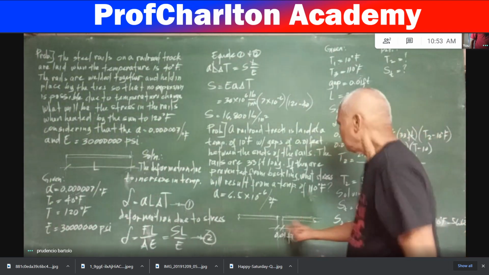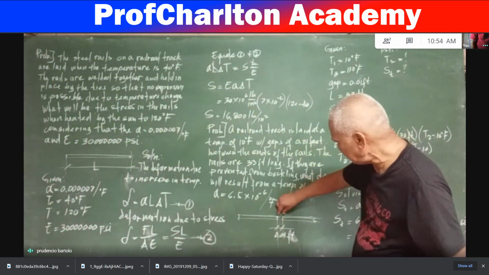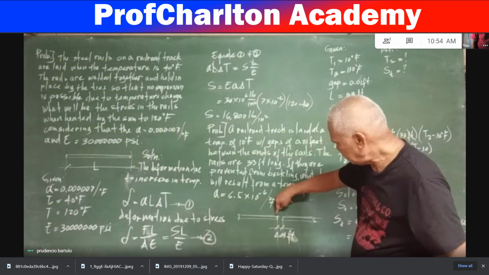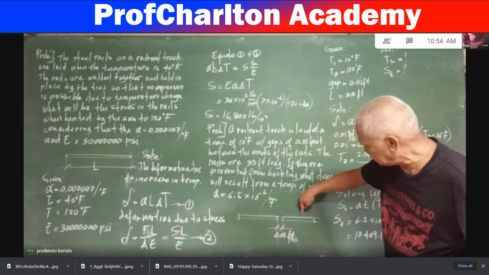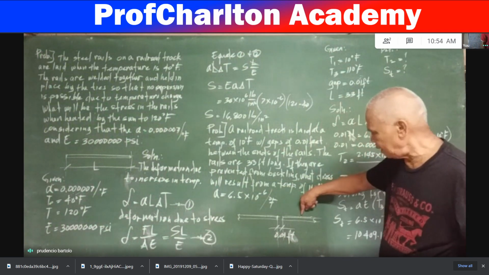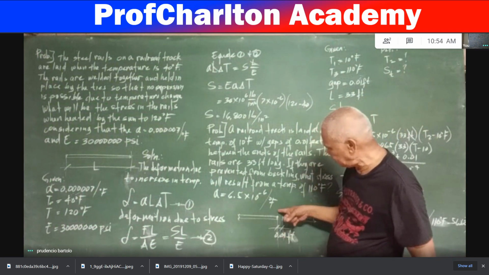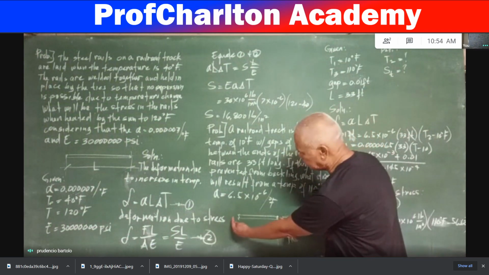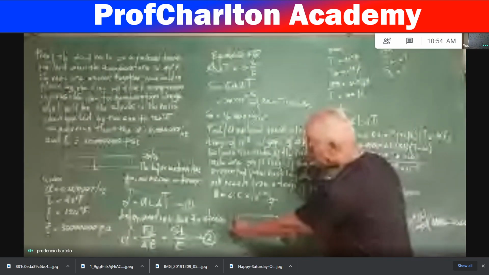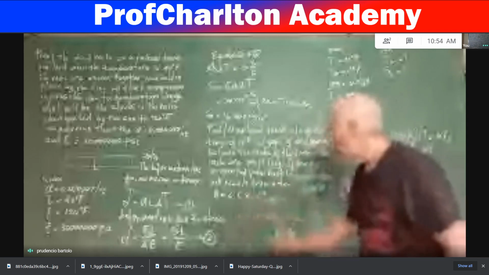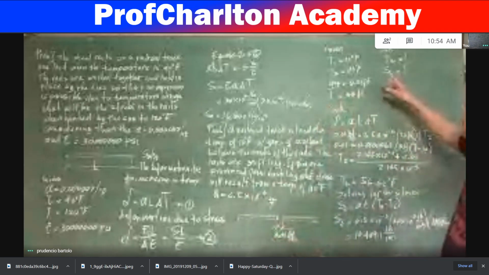So the gap between the rails is 0.01 feet, meaning that half of 0.01 feet would be the expansion of the first rail, and half of 0.01 feet will be the expansion of the next rail. But of course, if this has a half 0.01 feet expansion, there is also a half of 0.01 feet expansion here, so that each rail will have a total expansion of 0.01 feet.